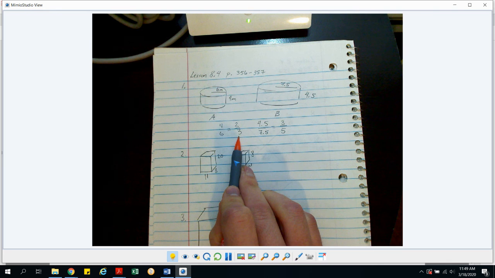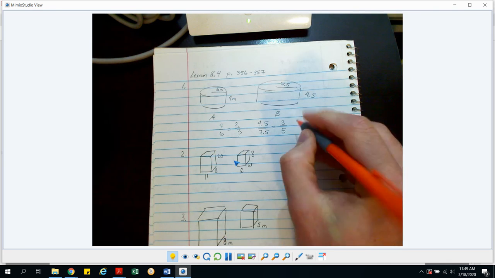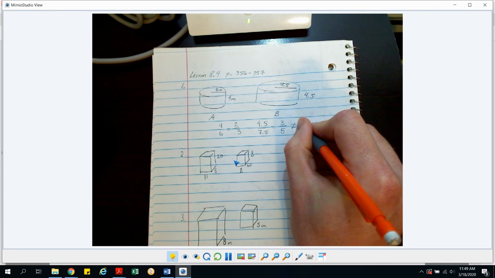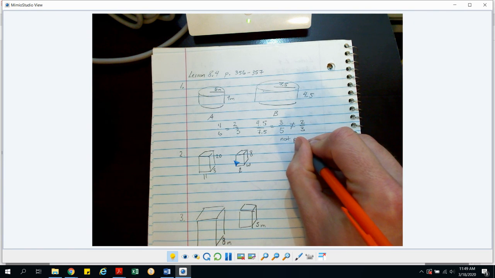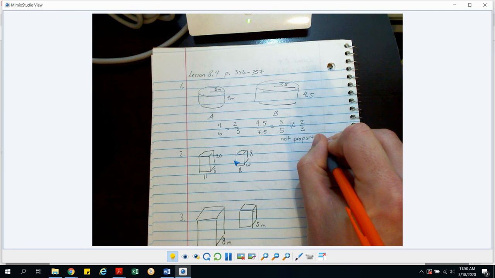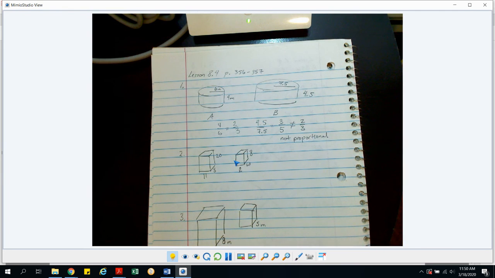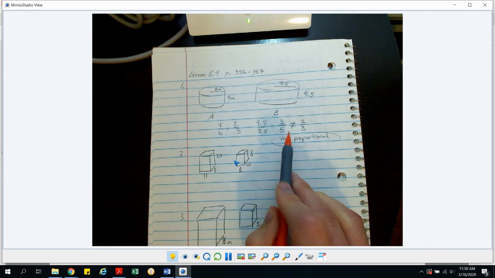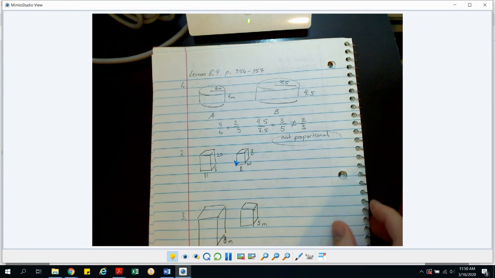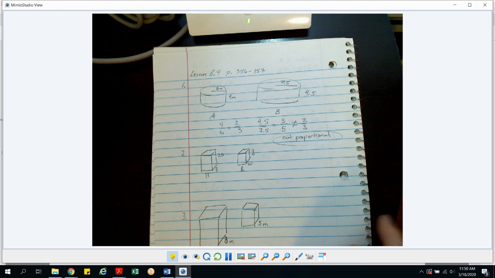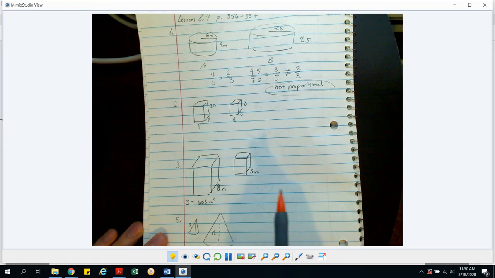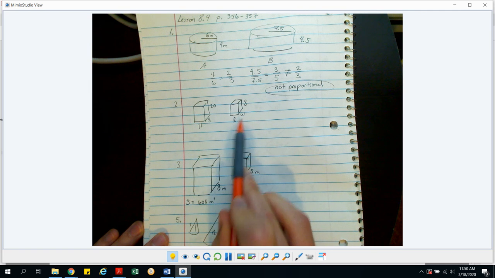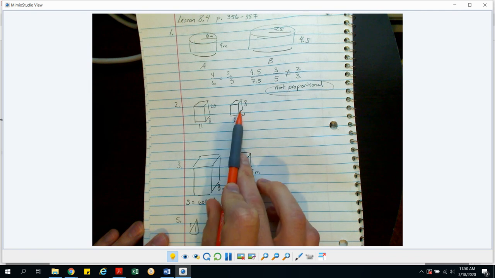So I have 3/5 and 2/3. Well, 3/5 does not equal 2/3. These are not proportional. If these were equal, then we would say yes, they are proportional. The next section asks us to find the missing dimensions, assuming that these are similar.